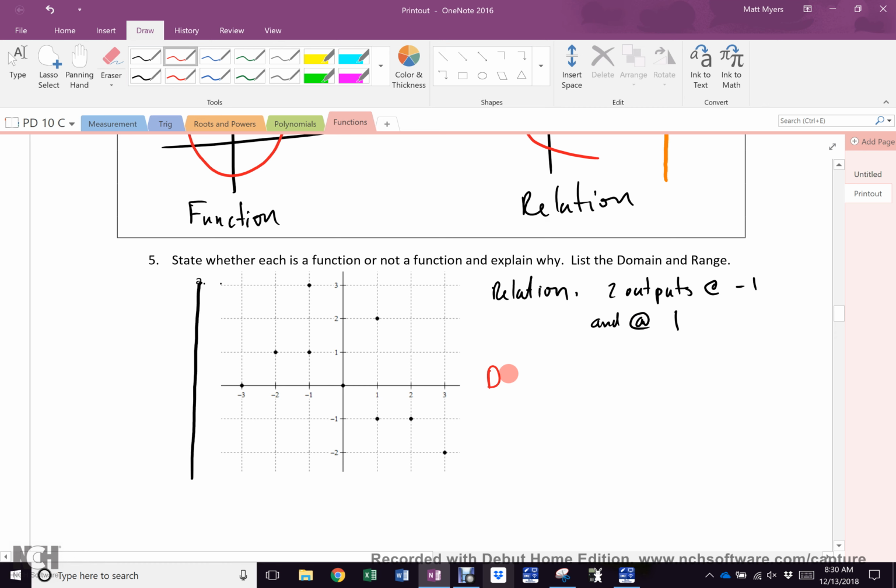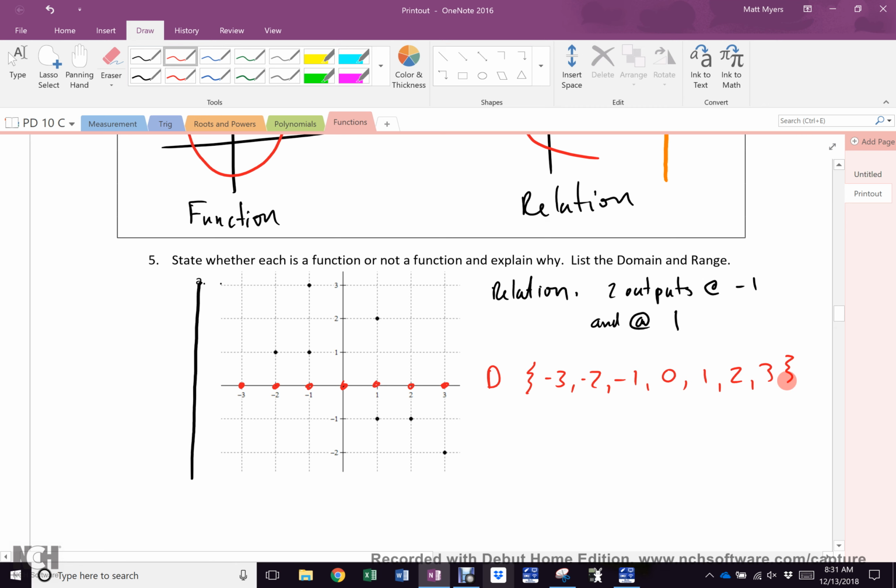On the x-axis. What's my lowest x value? -3. There's a dot right there, right? -3. What's my next x value? Then what? 0. Then what? Then what? 3. -3, -2, -1, 0, 1, 2, 3.